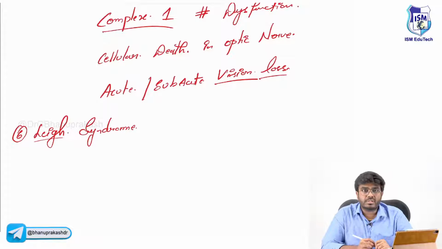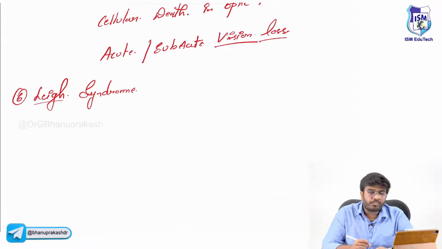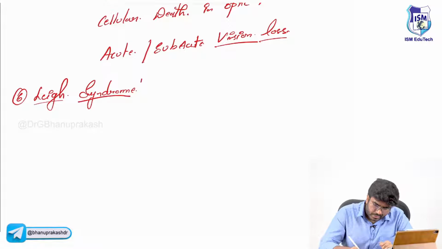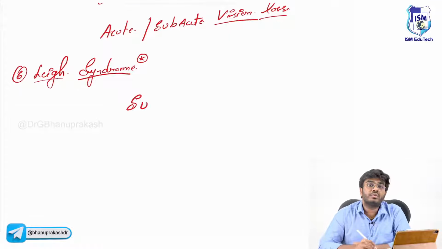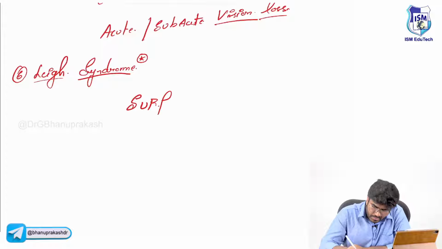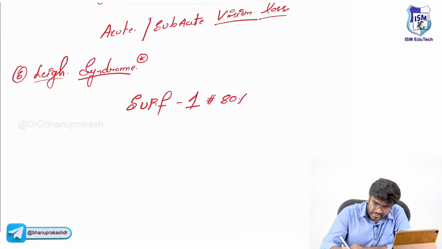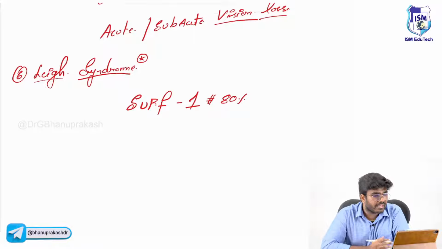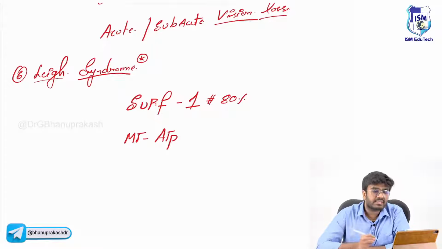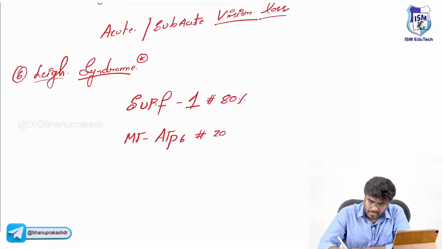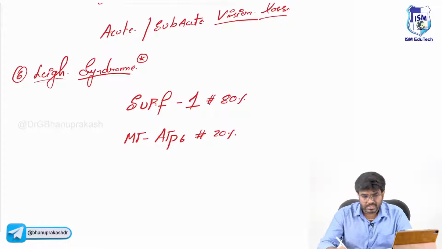Sir, what exactly happens in Leigh syndrome? The genes mutated, important for the Central Institute exams, are SURF1 in 80% of the cases, and in 20% of the cases, the gene mutation is MTATP6.